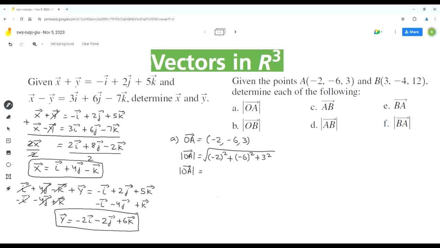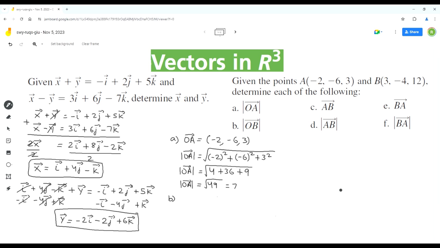So negative 2 squared is 4, negative 6 squared is 36, and 3 squared is 9. Now we can add these numbers. So I get 49, and the square root of 49 is 7. So this is the final answer for part A.